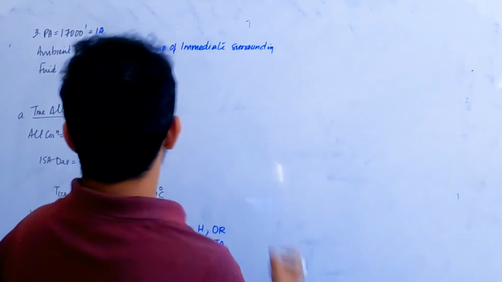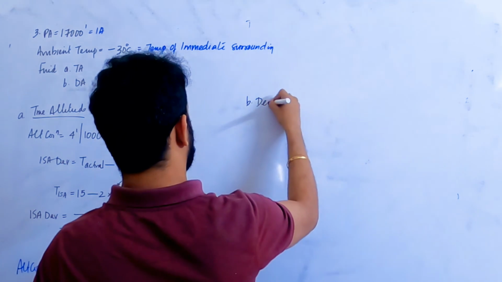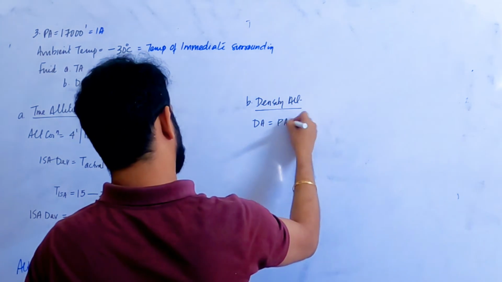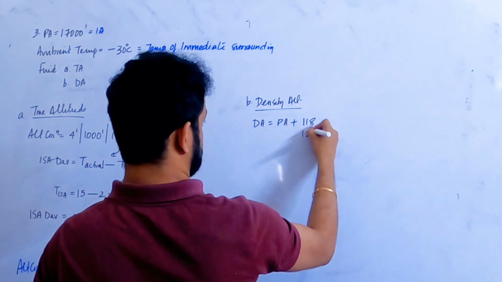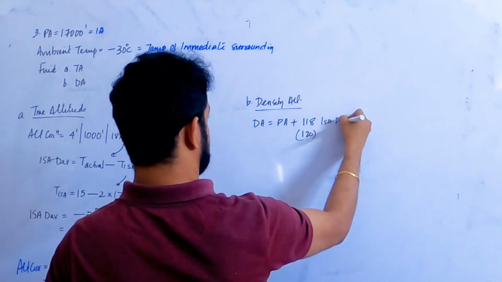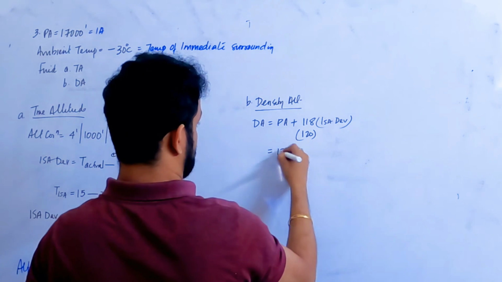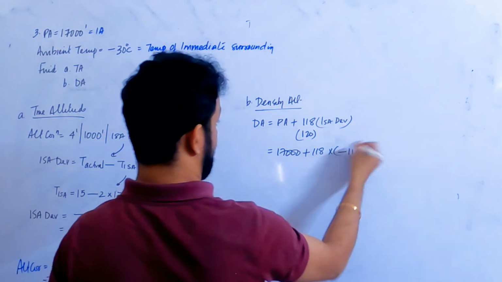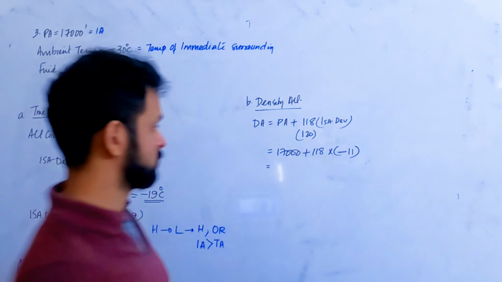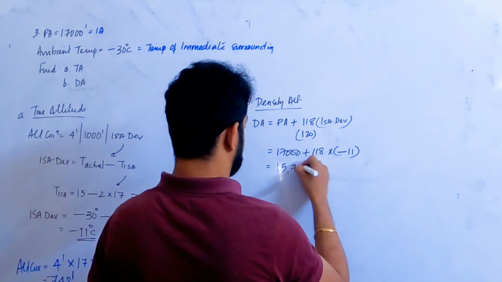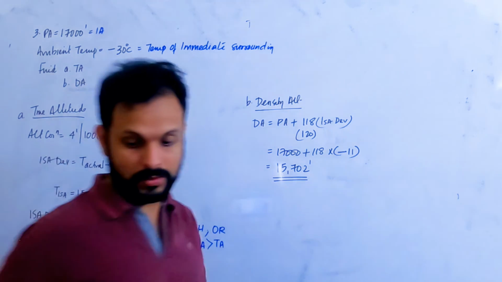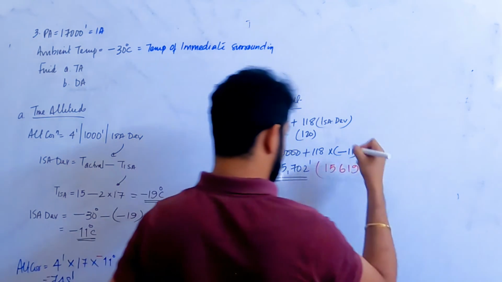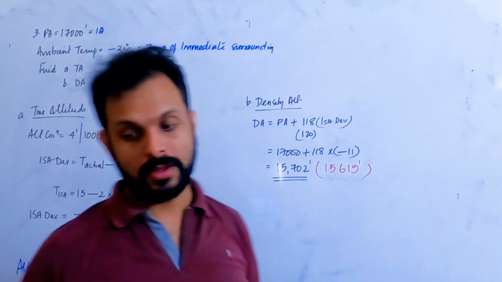Right? Yes. So let's find out density altitude using the equation. Density altitude equals pressure altitude plus 118 times ISA deviation. So pressure altitude is 17,000 plus 118 times ISA deviation, minus 11. So be sure that you carry the sign with you, minus 11. It's 15,702 feet. Let's find out using the CX3 now. 15,619. So see, there can be a difference between your CX3 and the calculated value.